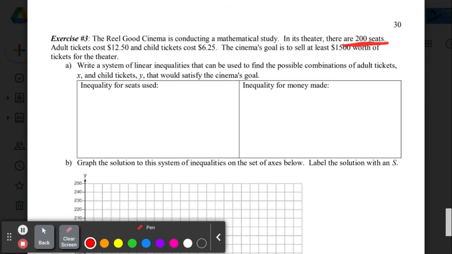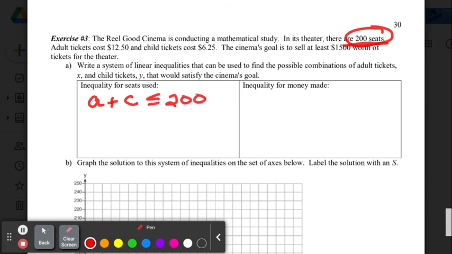These questions are very tricky, but the more of these you do, the more you'll see they actually follow a crazy pattern. So let's start with this 200. 200 seats. And I know we have adults and kids. I'm not even looking at the X and Y yet. I'm going to use A and C. So adults plus children less than or equal to 200.